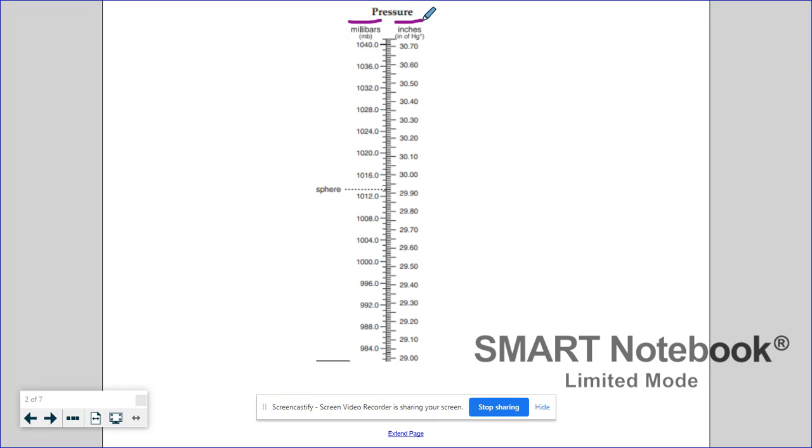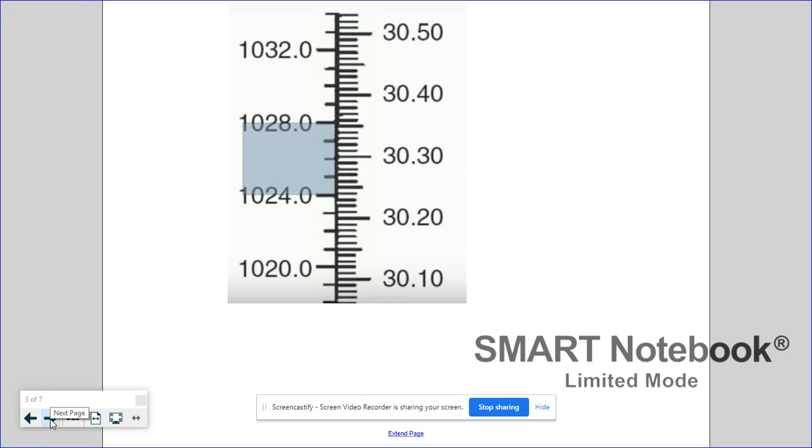So the very first thing we need to figure out when we are looking at a new chart or graph is the interval by which it goes up. Looking closely here on the millibars, if you just zoom in, I've got a count of 1, 2, 3, and then 4 spaces. So that tells me that on my millibar side, I'm going up by ones.